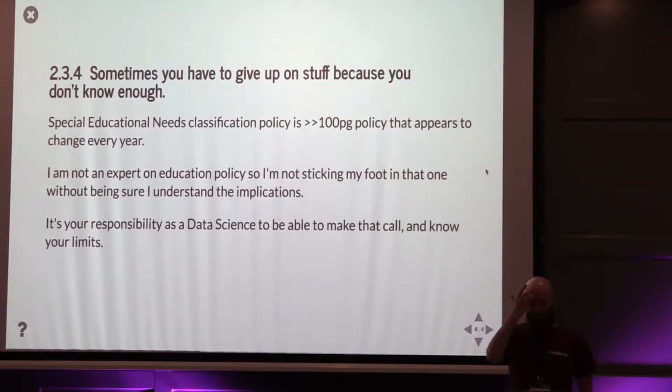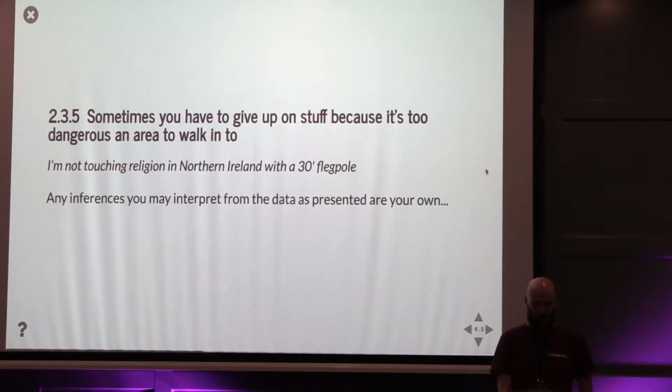And on a slightly more serious note, sometimes you have to give up on stuff because you don't know enough about it. Special educational needs classification policy is over 100 pages long and changes. Oh, I'm getting nowhere near where I wanted on this one. Appears to change every year. I'm not an expert on education policy, so I'm not going to comment on it. I'm also not an expert on religion, so I'm not touching religion in Northern Ireland with a 30-foot flagpole.